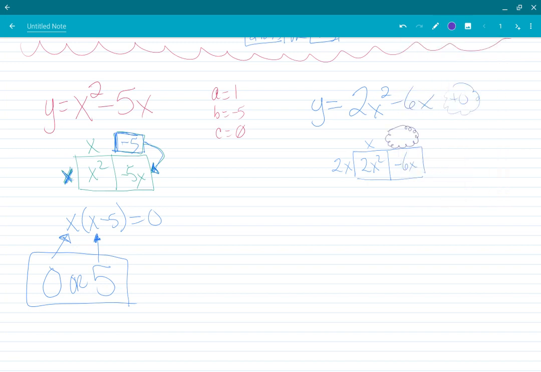What number is going to go in here? So 2x times what equals negative 6x? -3. Boom. Now you factored it. Look, 2x times x minus 3 equals 0. So what number will go inside of here to cancel out that -3? Okay. 3. And what number can you go in here to make it equal 0?